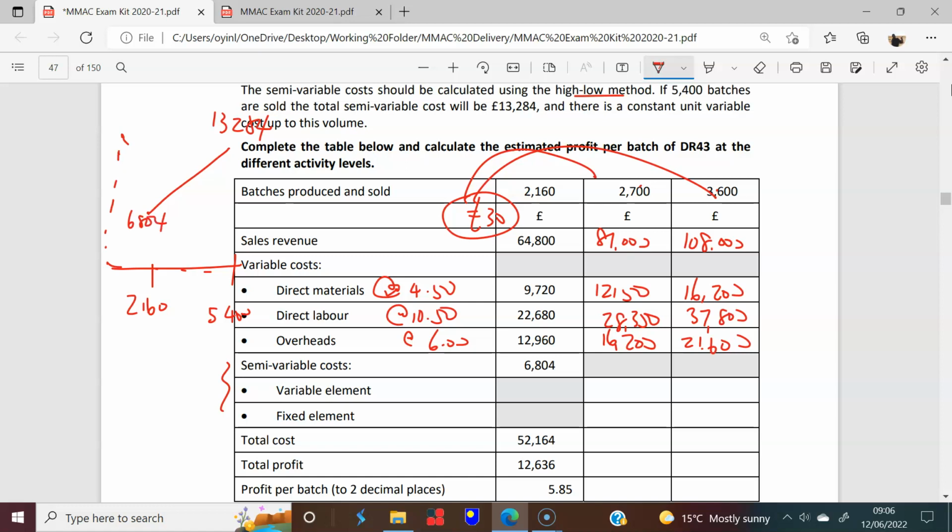So what does that mean? We can tell what those movements are, can't we? We can tell that when we have a change in cost of 13,284 minus 6,804, we have a change in units of 5,400 minus 2,160. We need to isolate the variable element first, don't we? By looking at the change in the totals, and then dividing that by the change in the units. And when we do that, 13,284 minus 6,804 is 6,480. This is the numerator. Divided by 5,400 minus 2,160, which is 3,240.